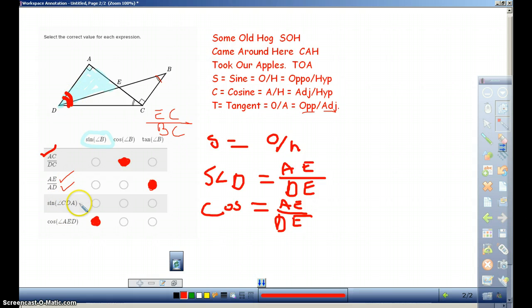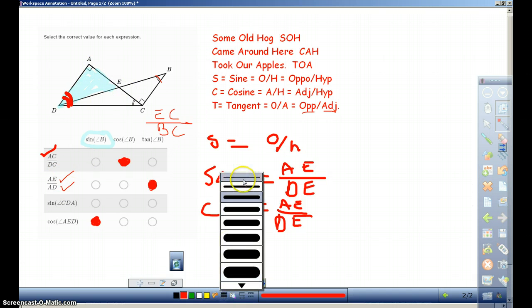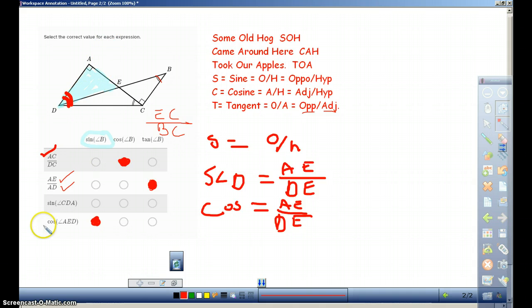So the sine of CDA is going to be the opposite side, so that's AC. Let me make this a little bit smaller. Here we go. So the opposite is AC, over my hypotenuse, which is going to be DC because CDA is this triangle, so my hypotenuse is DC. So AC over DC. Now think about if we were going back and thinking about it in terms of angle C.